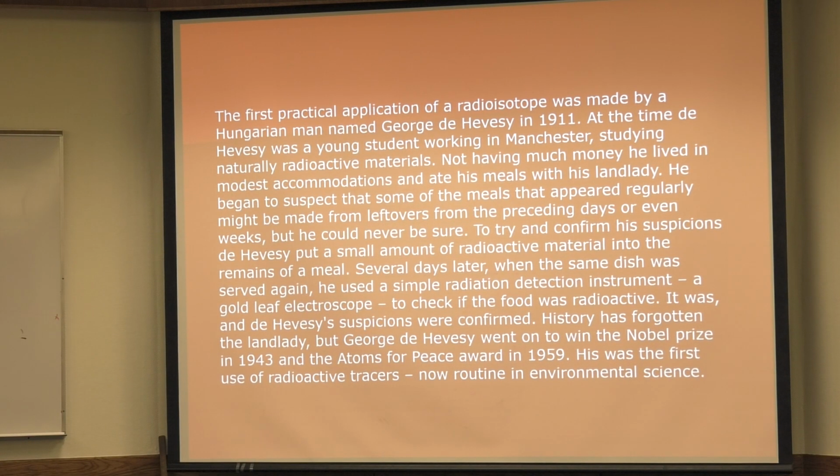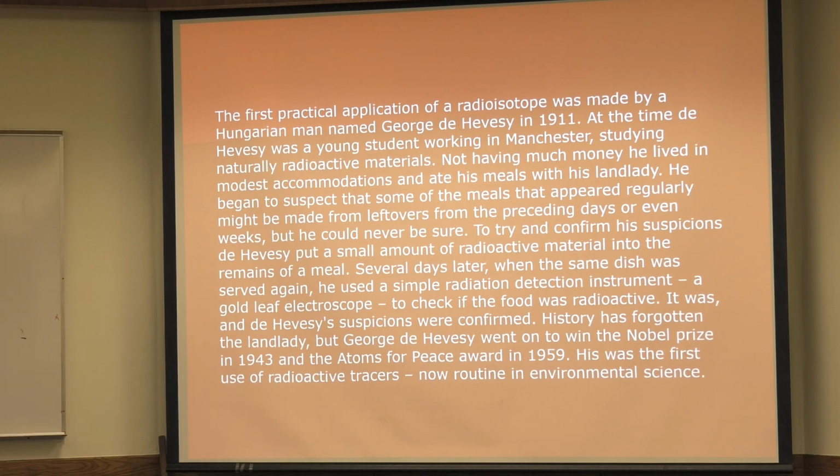Oh, this is kind of funny. The first practical application of a radioisotope was made by a Hungarian man named George de Hevesy in 1911. At the time, de Hevesy was a young student working in Manchester, studying naturally radioactive materials. Not having much money, he lived in modest accommodations and ate his meals with his landlady. He began to suspect that some of the meals that appeared regularly might be made from leftovers from the preceding days or even weeks, but he could never be sure.